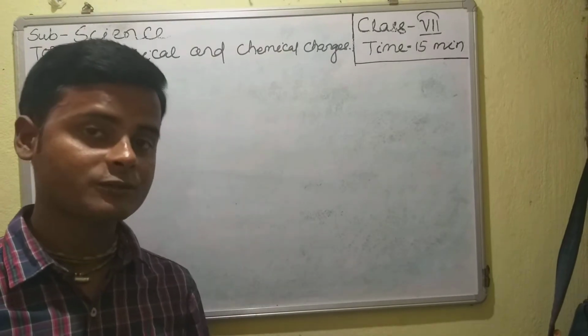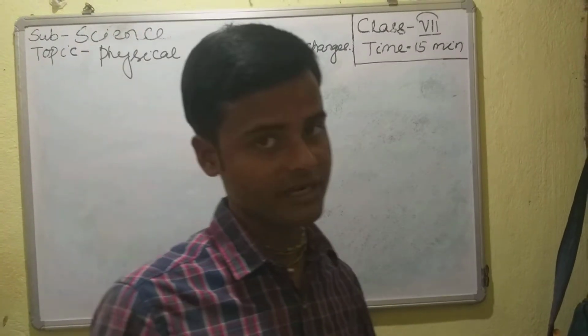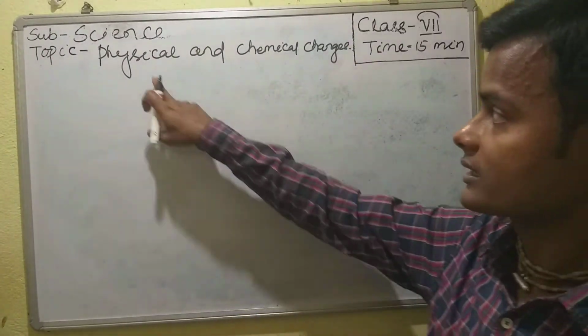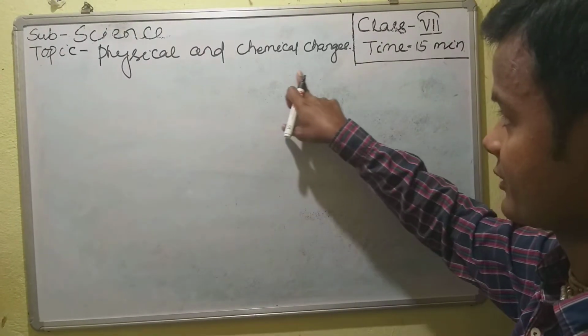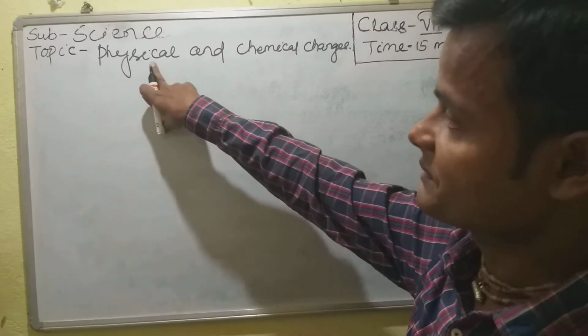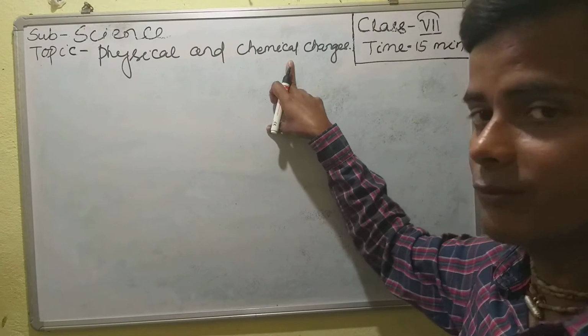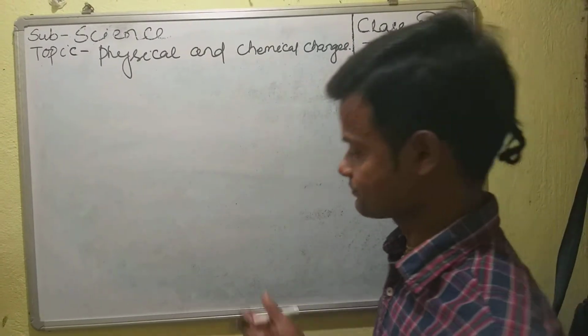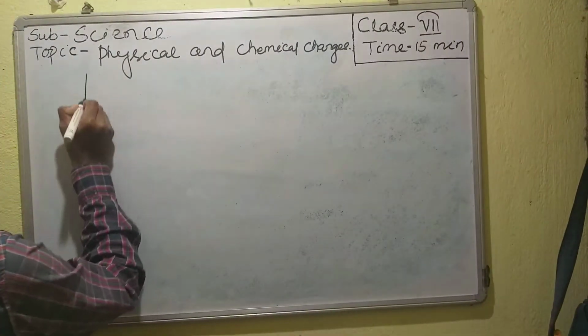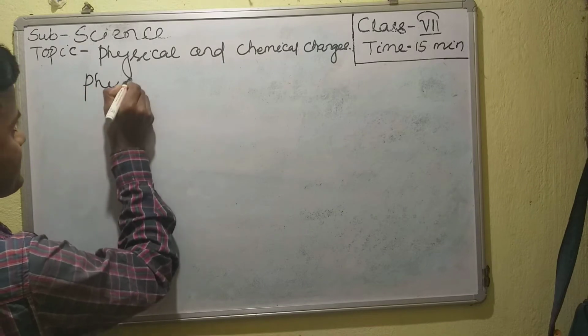But in science, what do we call these different changes? In science, these changes are categorized as two types. One is physical change and another one is chemical change. Let us discuss what is physical change.